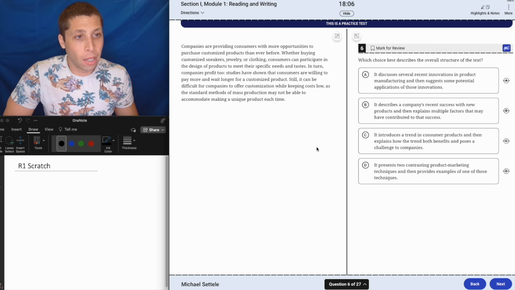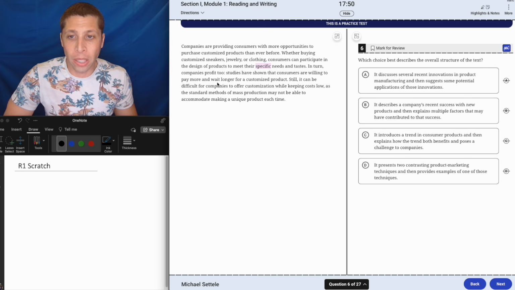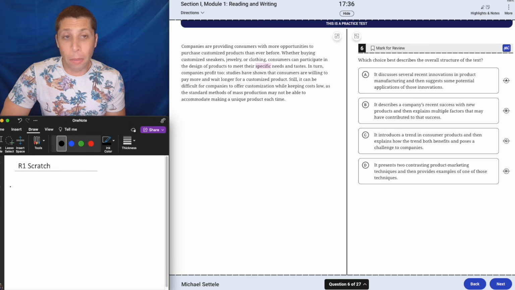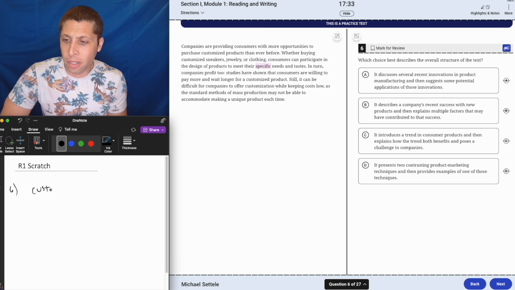Okay. Overall structure. Companies are providing consumers with more opportunities to purchase customized products than ever before. Whether buying customized sneakers, jewelry, or clothing, consumers can participate in the design of products to meet their specific needs and tastes. So specific. In turn, companies profit too. Studies have shown that consumers are willing to pay more and wait longer for a customized product. Still, it can be difficult for companies to offer customization while keeping costs low, as the standard methods of mass production may not be able to accommodate making a unique product each time. So if I did a little scratch paper here, this is number 6. So custom good, and then they're talking about problems, right? So some sort of negative.